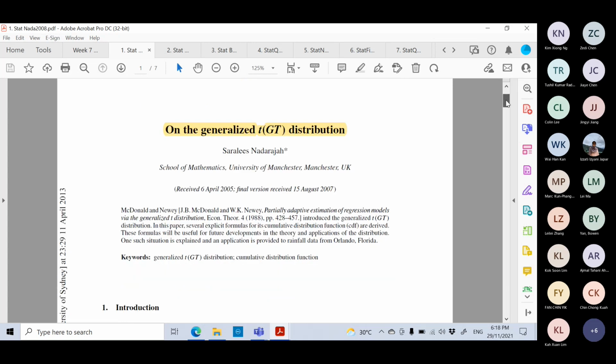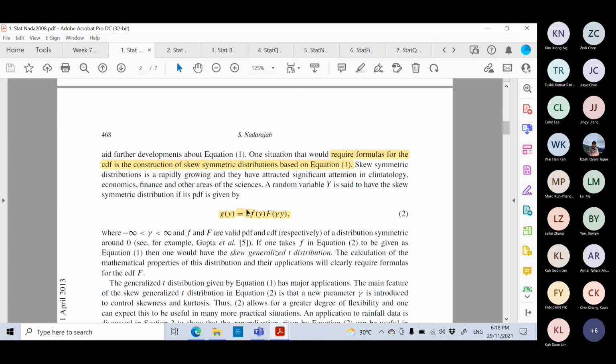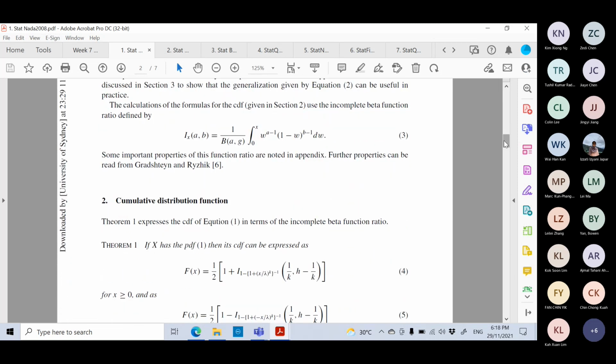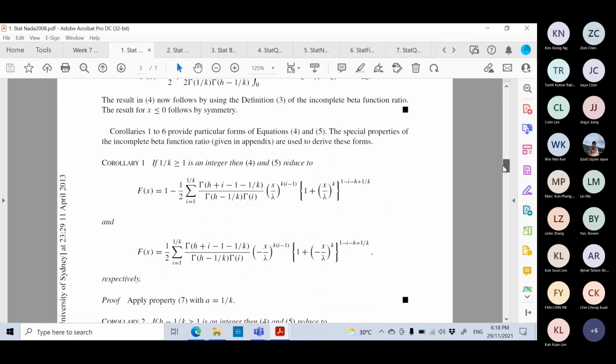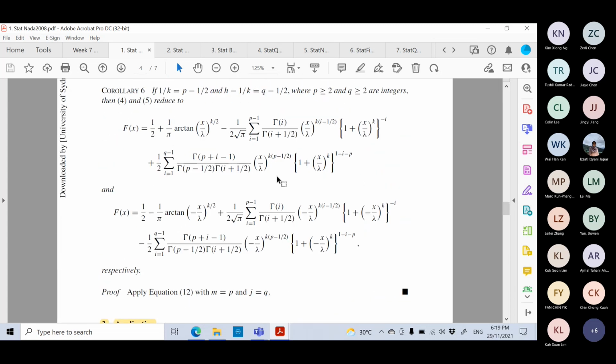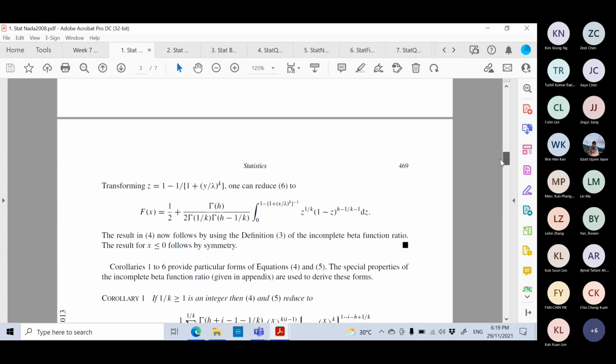Okay, so about this paper, this is the PDF function of the generalized T, given by the following. Here are the parameters involved in the distribution. Okay, so this is what they call a skewed symmetric distribution, given by the following function. But we are not going to go through their theory and techniques one by one. Of course, in the whole paper they have come out with the CDF function, and from the CDF you can know the properties itself.